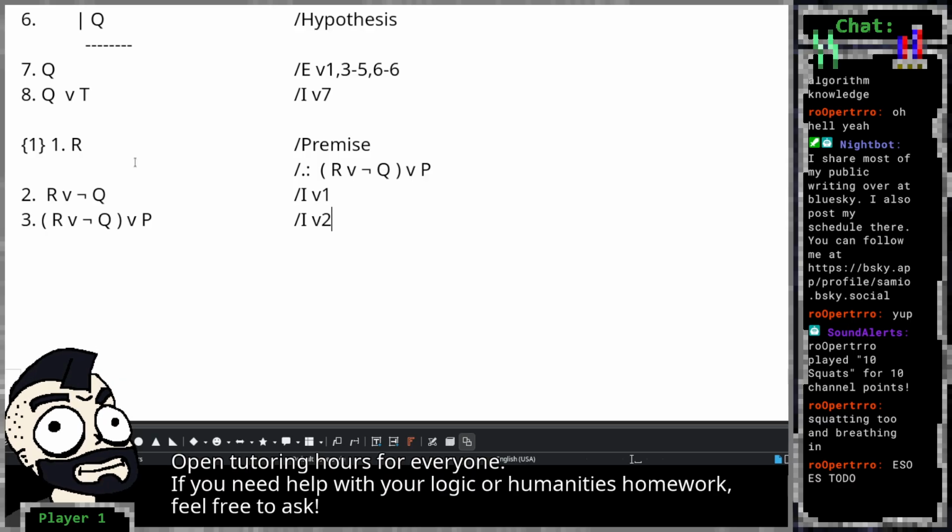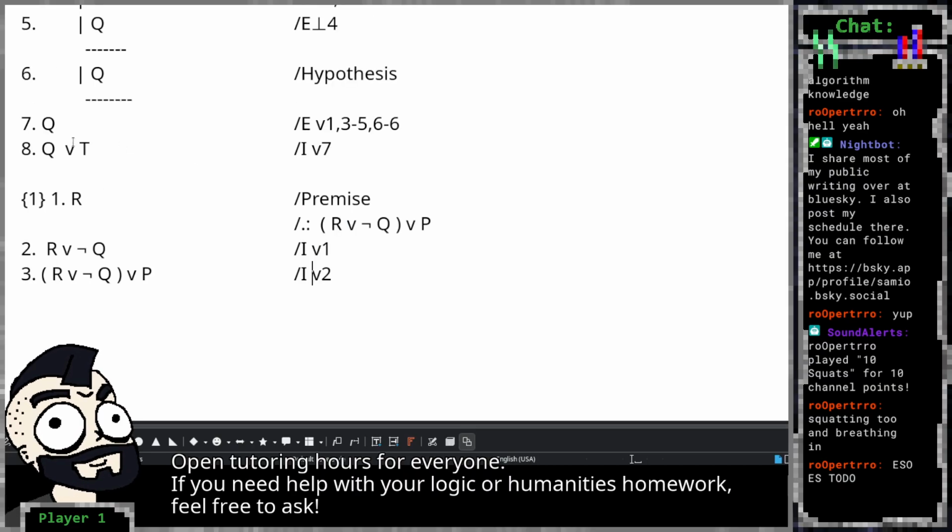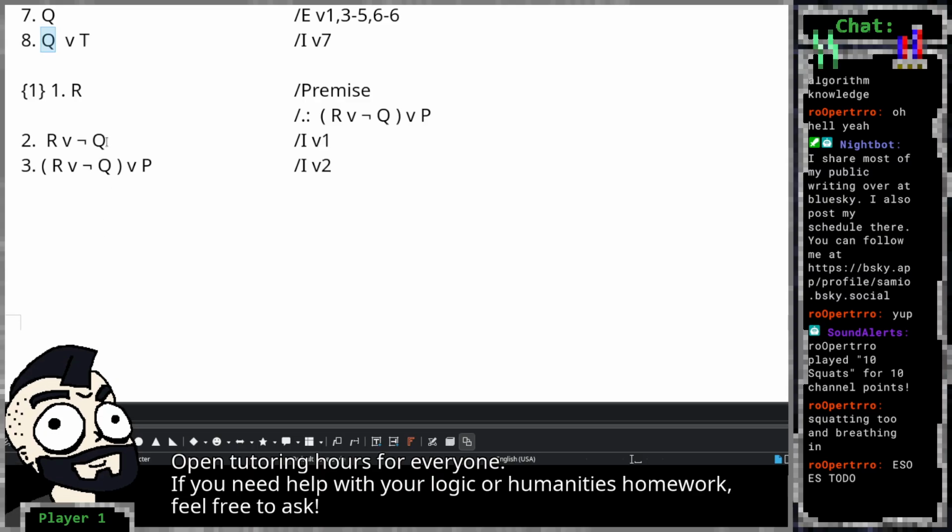The purpose of this exercise is to remind people that the rules apply not to propositional letters, but to any well-formed formula. Since this is a well-formed formula, that means I can use this as a formula to add anything through disjunction. Another one.